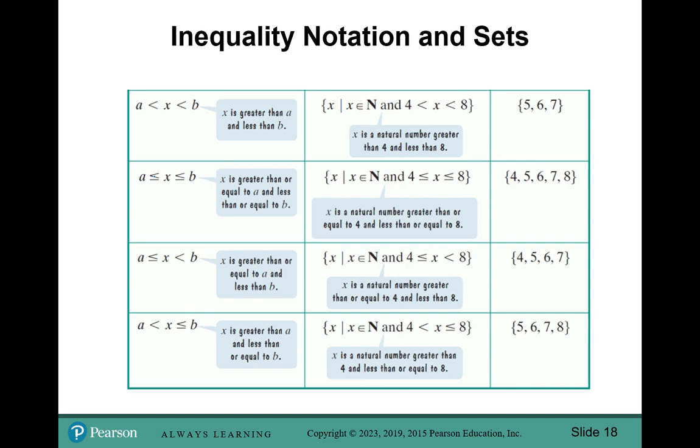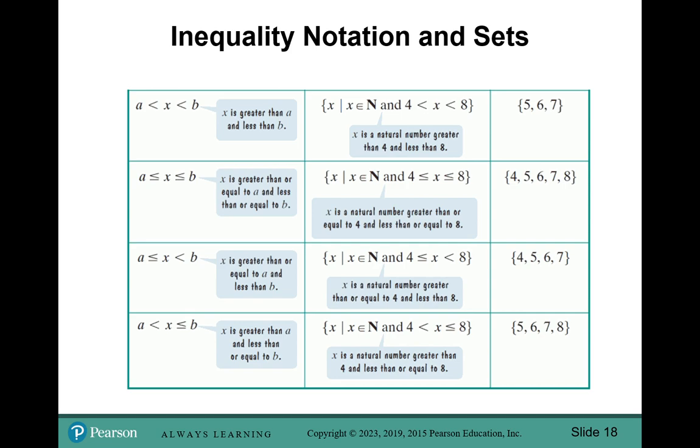If we look at a is less than or equal to x is less than or equal to b, or also spoken, x is greater than or equal to a and less than or equal to b, and I have this in set builder notation, x such that x is an element of the natural numbers, and 4 is less than or equal to x is less than or equal to 8. Because of the equality here, I know that I can start with 4 and end with 8 because of these equal signs, and it includes every single natural number in between. So 4, 5, 6, 7, 8.